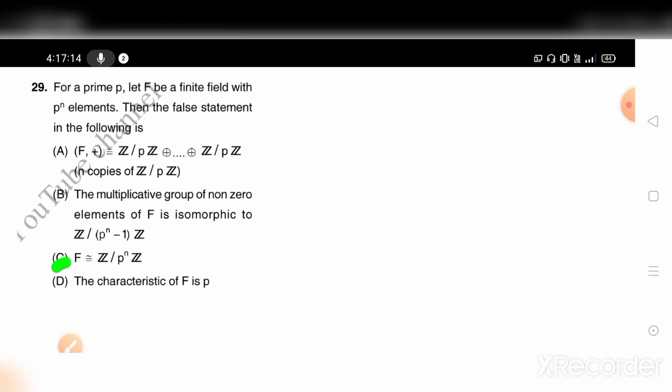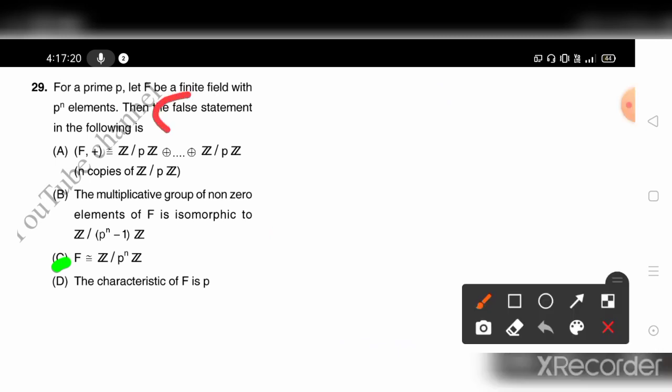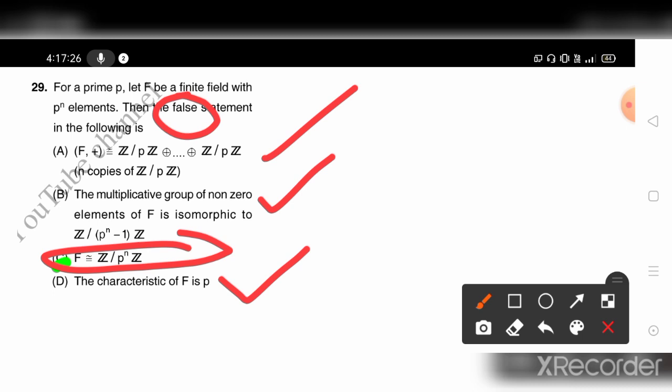For a prime p, let F be a finite field with p raised to n elements. Then the false statement in the following is: this is a false statement, and this is correct. This is correct. This is correct.